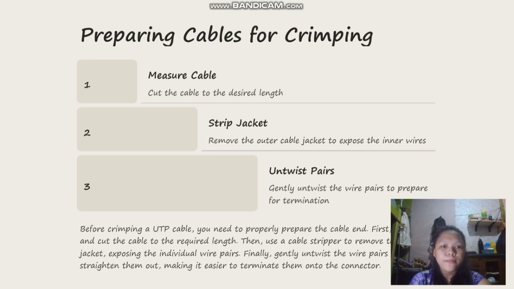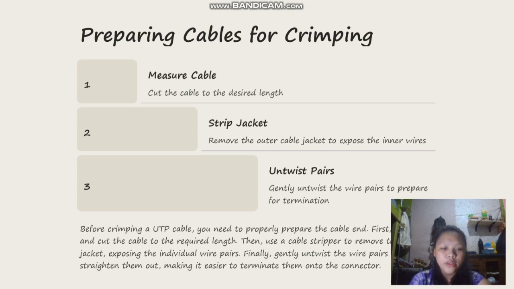Number 1. Measure cable. Cut the cable to the desired length. Number 2. Strip jacket. Remove the outer cable jacket to expose the inner wires. Number 3. Untwist pairs. Gently untwist the wire pairs to prepare for termination.